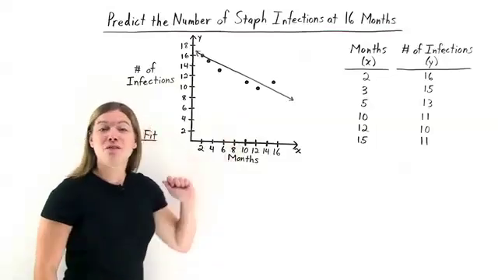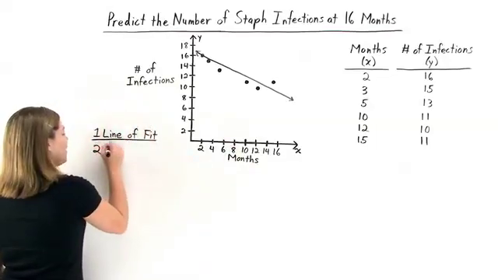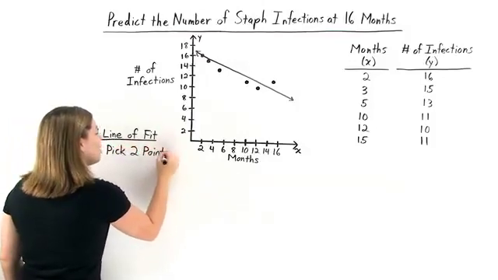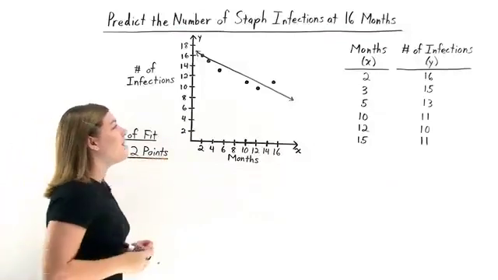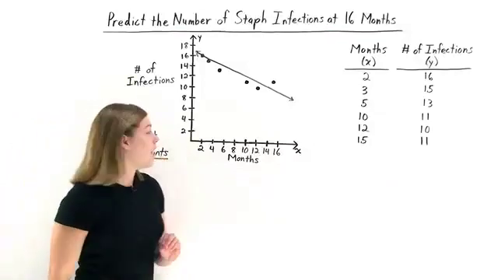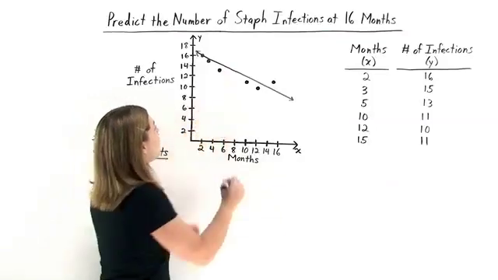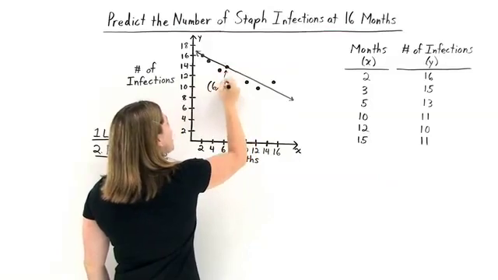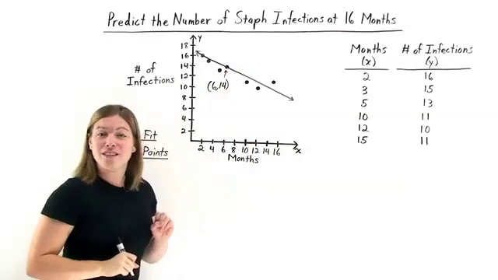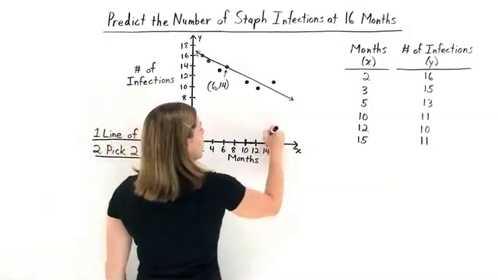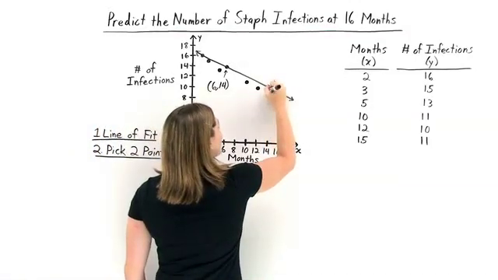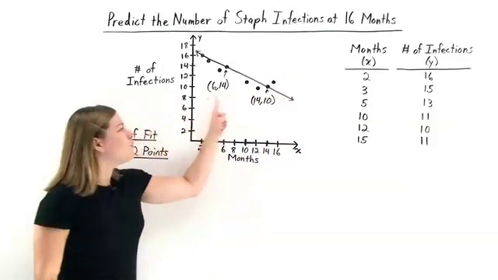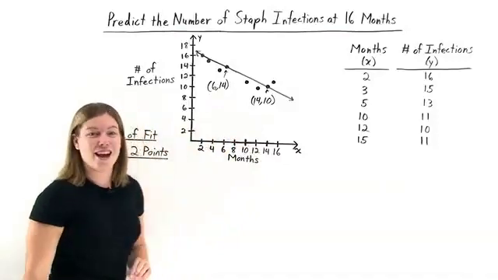Well, to write an equation of a line, we need a slope. And to find a slope, we first need to pick 2 points from the line. So, looking at our line of fit, let's identify 2 points that we know are on the line. Let's pick this point right here. This point is the point (6, 14). We can use that as one of our points to help us find the slope. Then, let's also use this point right here. This is the point (14, 10). We can use both of these points to help us find the slope of this line.